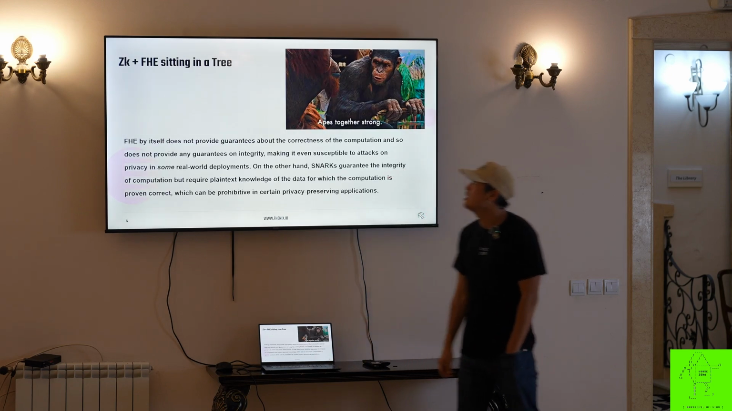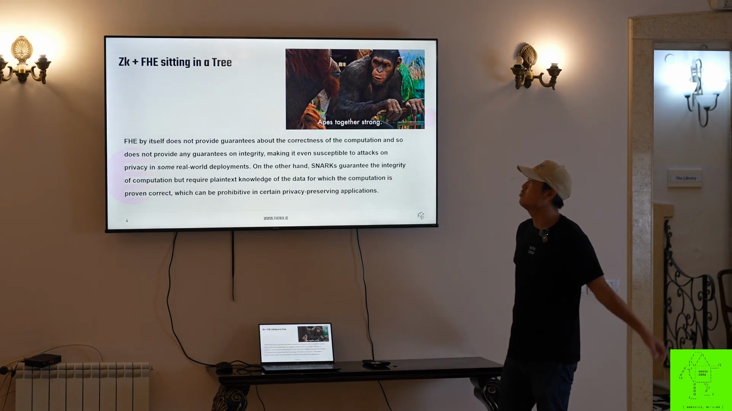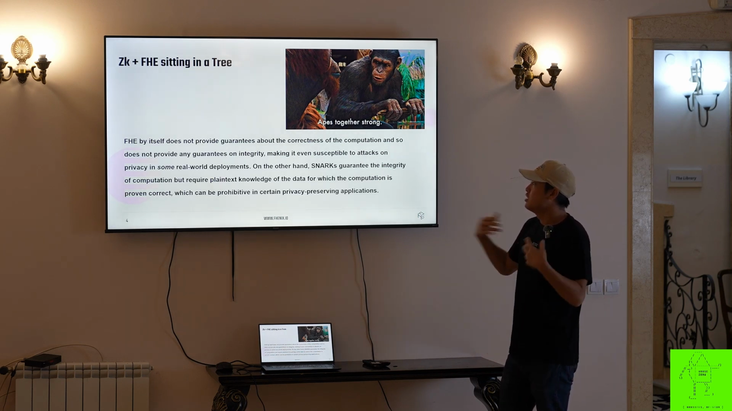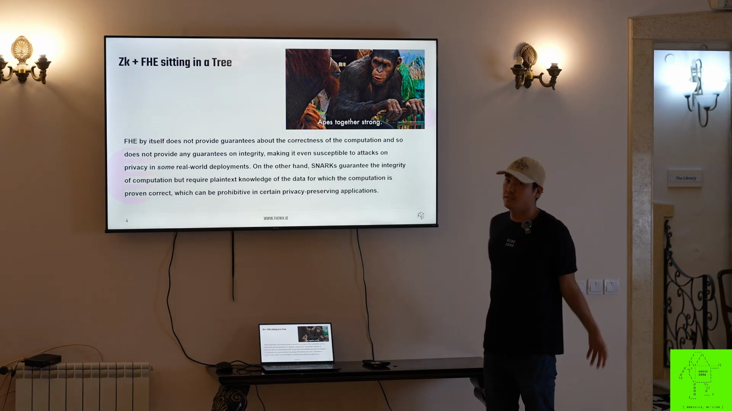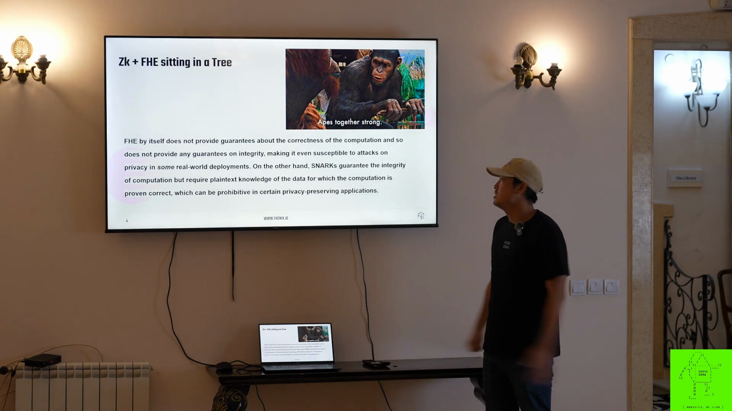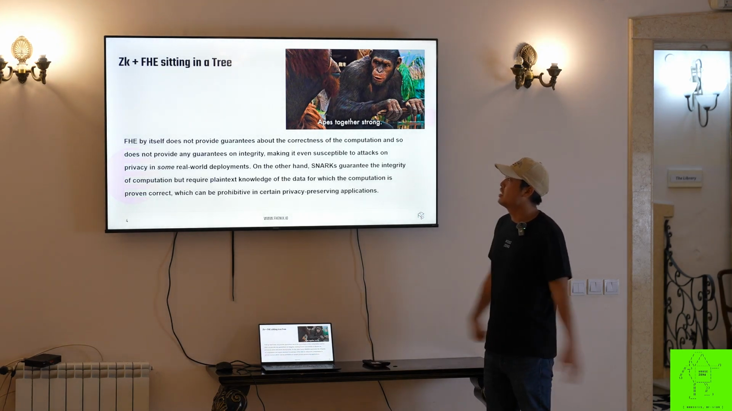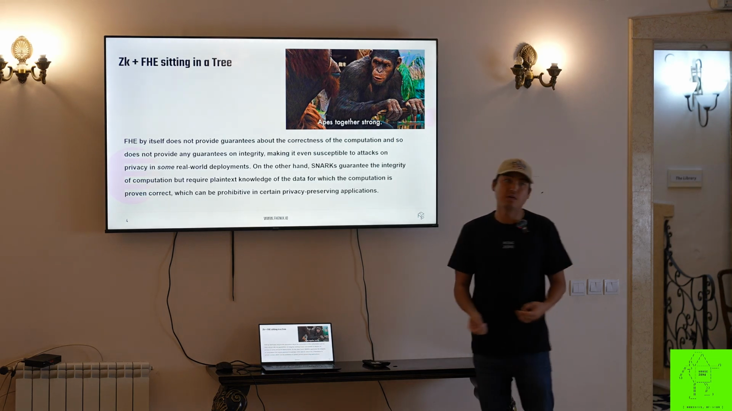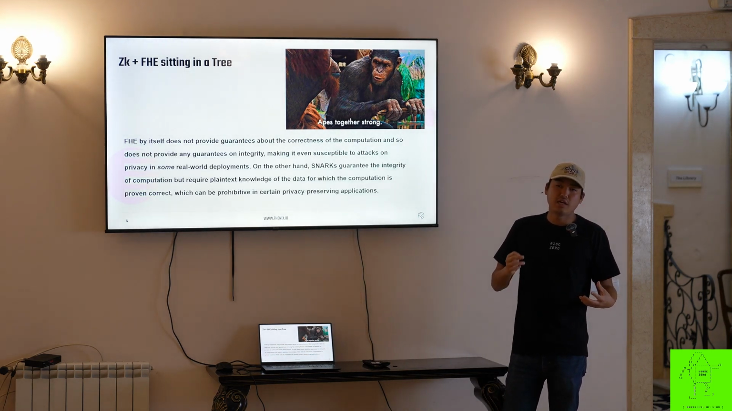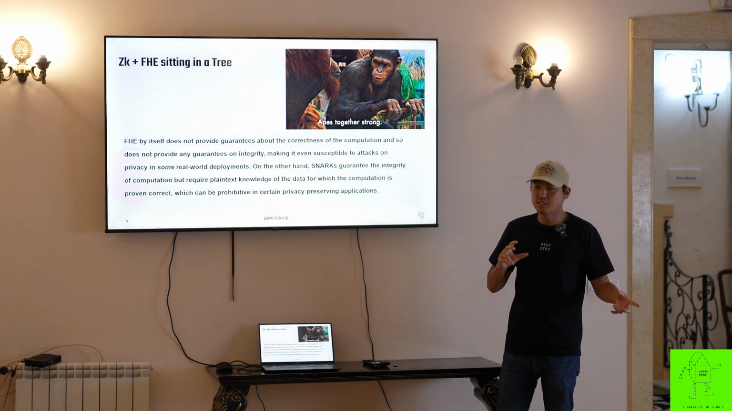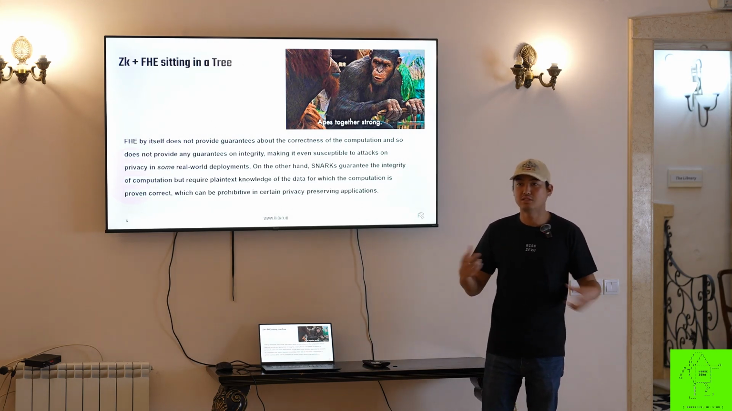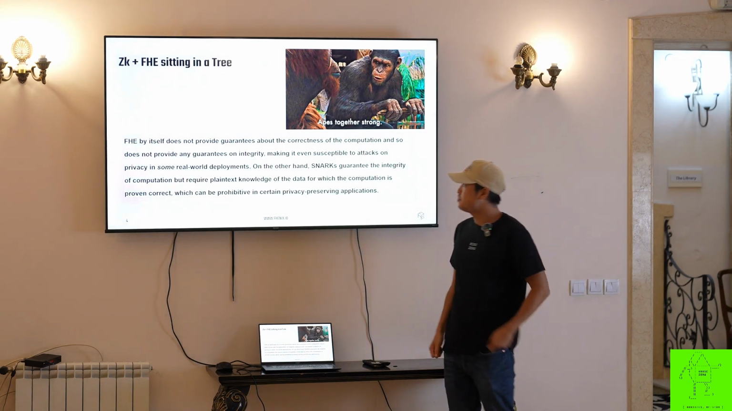So there is a lot of potential between FHE and ZK working together. Like I said, left to its own devices, FHE doesn't necessarily provide the guarantees of correctness in terms of what happens. So you can think of it as FHE is a way of doing things, and ZK is a way of verifying things. So why not verify that something was done in a certain way?